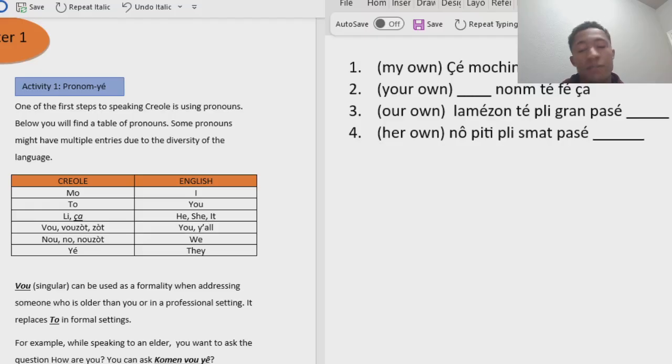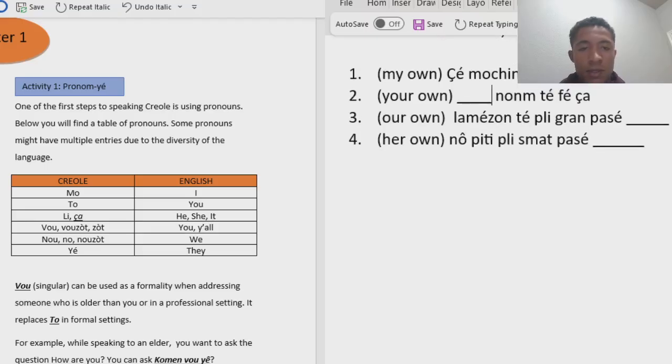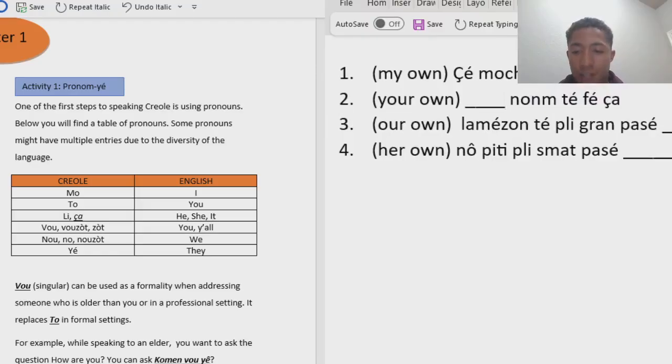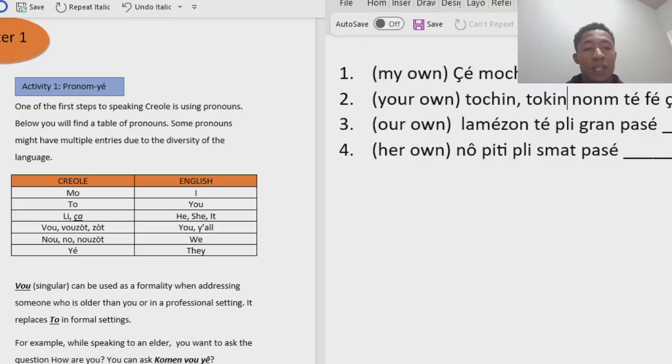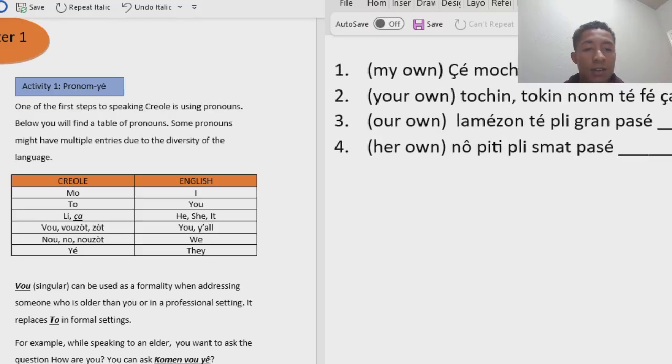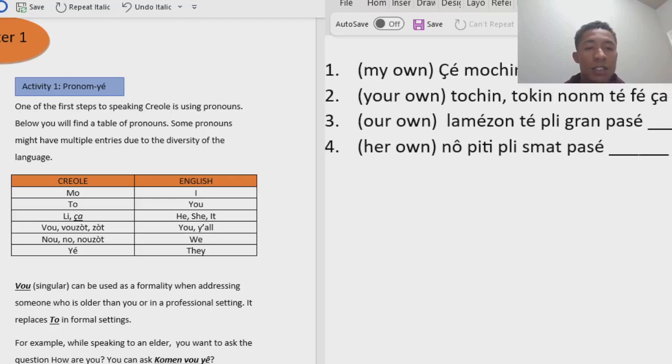Blank nom t'ai fait ça. Blank man did that. I heard that phrase exactly today, actually. Y'all are correct. Tochan or tocan. Tochan non t'ai fait ça. Your own man did that. Oh, that was a little bit of an interesting conversation.